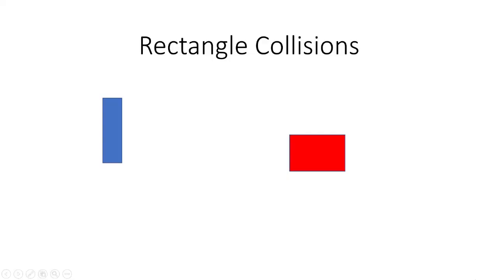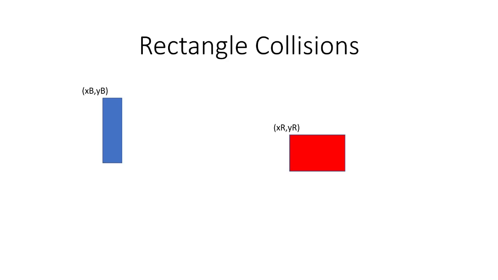So here we have two rectangles, a blue and a red. Now let's remember that the coordinate of the blue rectangle, we'll call it x, y, we'll put a b after it, so we'll call it xb, yb. That's the upper left position of the blue rectangle. Same thing with the red rectangle. We'll call that XR, YR.